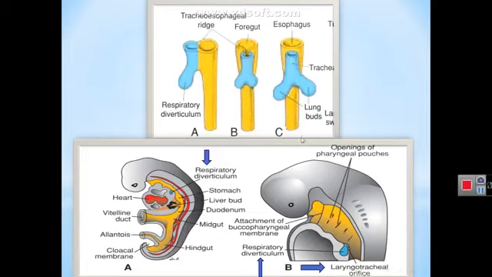This is a sagittal section through the cephalic end of a 5-week embryo, showing the respiratory diverticulum communicates with the pharynx through the laryngeal-tracheal orifice. This is the laryngeal-tracheal orifice.